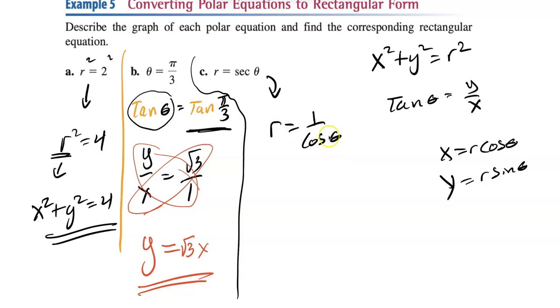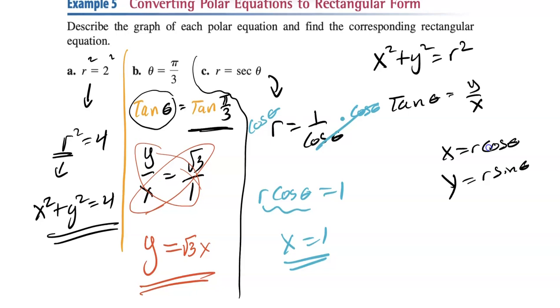Then I can multiply cosine on both sides. It cancels out, and we get r cosine theta equals 1. But r cosine theta is just x. So this is just x equals 1, and that is a line. So that's how you convert from polar to rectangular.